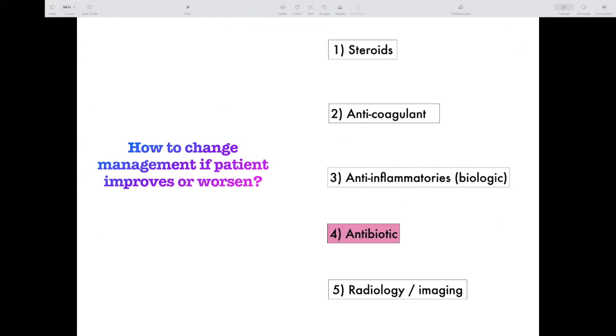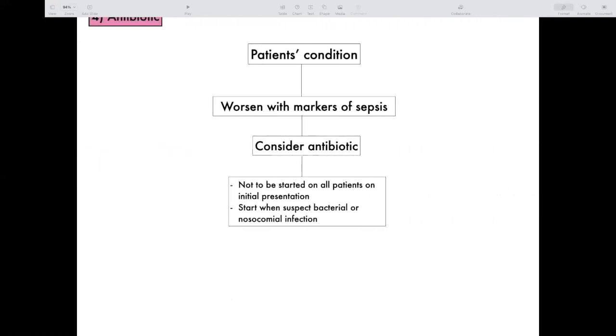Next, we are going to emphasize a little bit on antibiotics. The usage of antibiotics depends on the patient's condition. If there is evidence of sepsis or worsening markers of sepsis, including increasing white cell count or persistent fever, we should consider antibiotics. But bear in mind, antibiotics should not be started on all COVID-19 patients on initial presentation. We should only start antibiotics when there is evidence of bacterial or nosocomial infection.